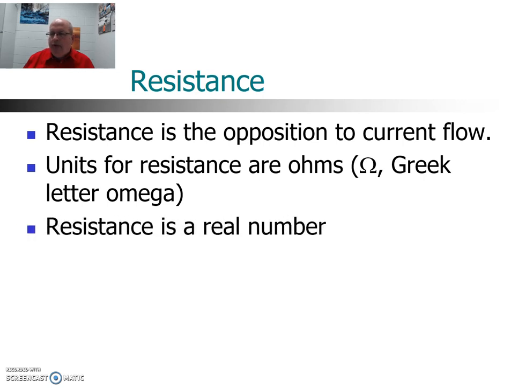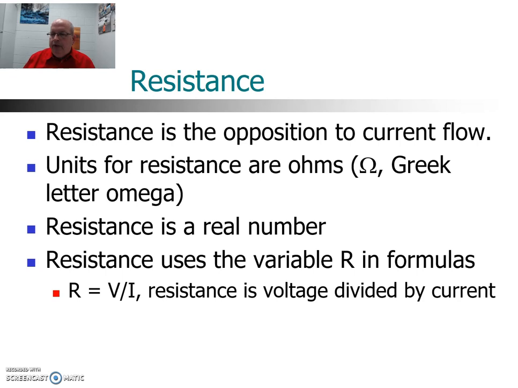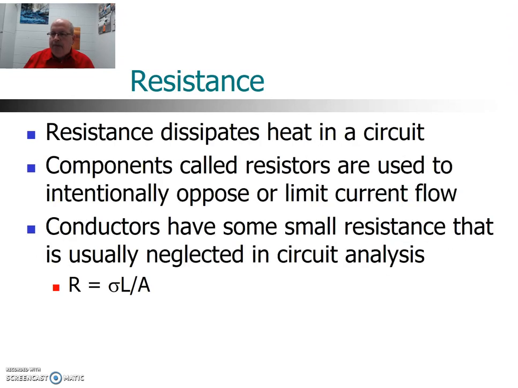One thing that will be important for us is to recognize resistance is a real number. So when we use resistance, we use a variable R in formulas. So the most basic formula perhaps is R is equal to V over I. That's Ohm's law. Resistance is equal to voltage divided by current. Resistance will dissipate energy in the form of heat in a circuit.